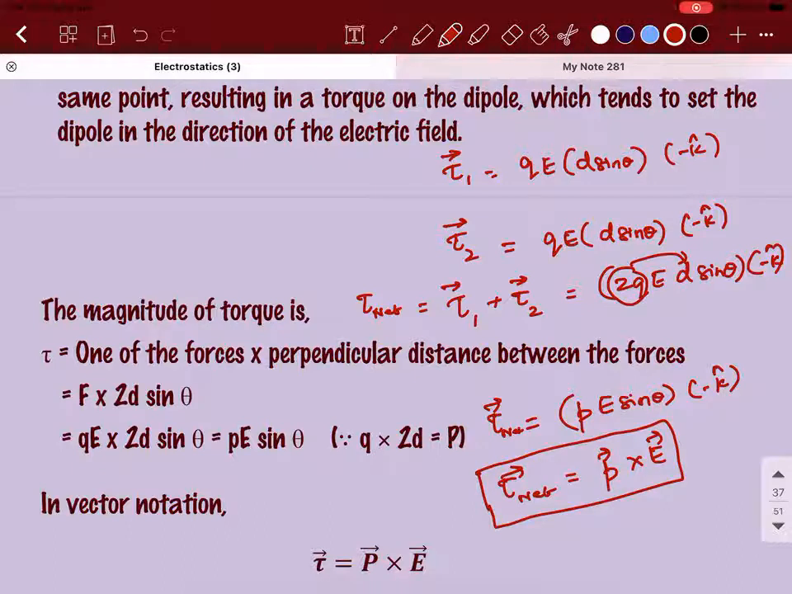So the net torque acting on the system has two formulae. What are they? If you write it only in terms of magnitude, it is pE sine theta. If you write it in terms of vector product, it is p vector cross E vector. Please make a note of it.